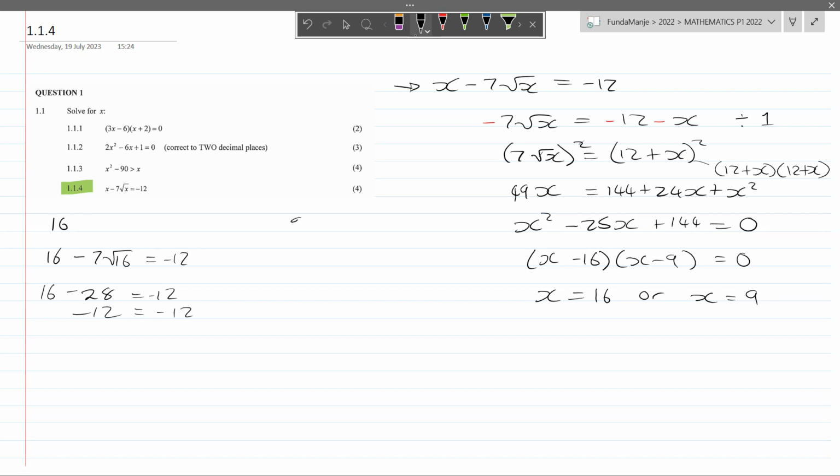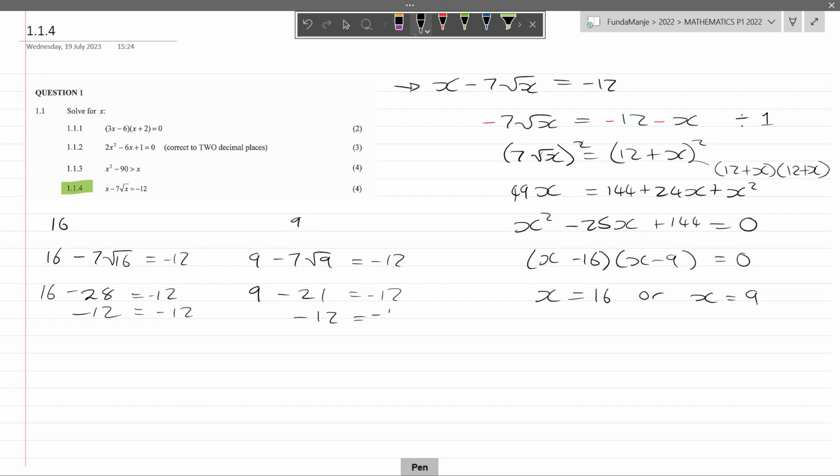And then we also have to check with 9. So substituting x with 9, would have 9 minus 7 root 9 is equal to minus 12. Then we'd have 9 minus 7 times the square root of 9 gives us 3. 7 times 3, that's 21. And again, 9 minus 21 gives us minus 12. So that one also checks out.